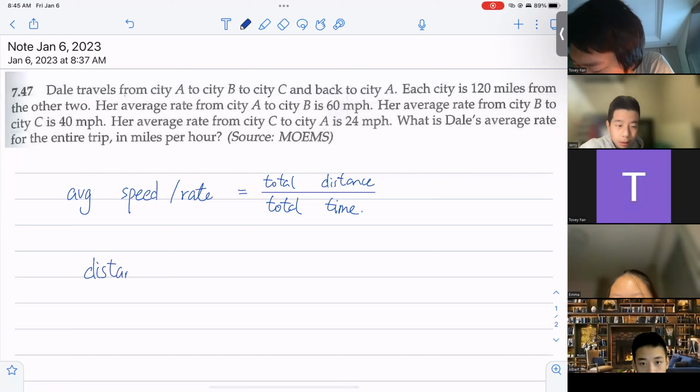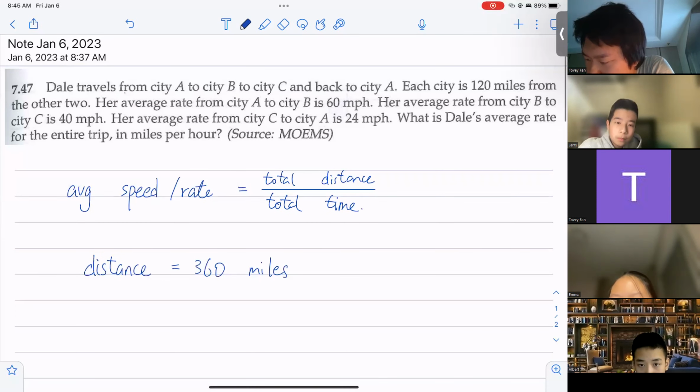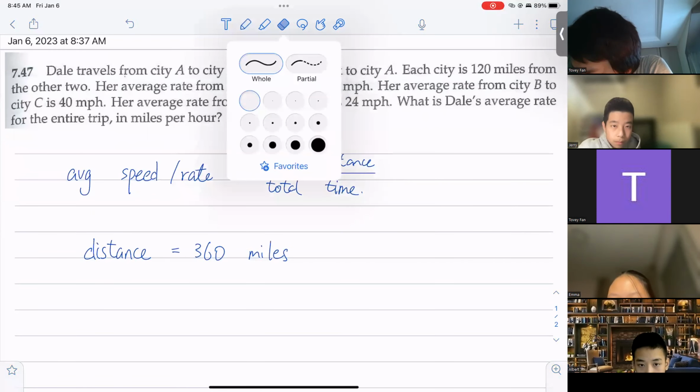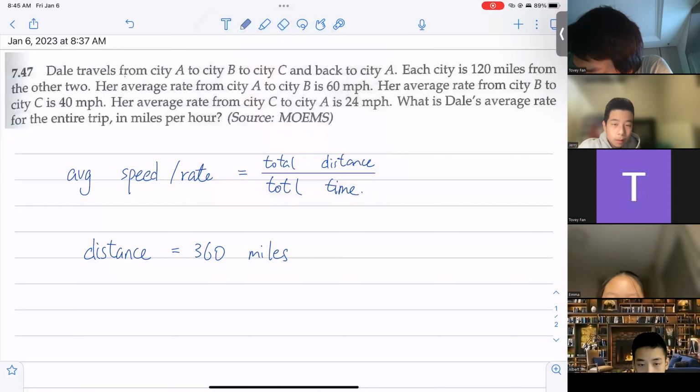360. He goes from A to B, B to C, and then back to A. So 360 miles, very good. And you're going to find the total time, right? Do we know the time for each part of the travel? Can you do 360 divided by 60? Exactly, very nice.